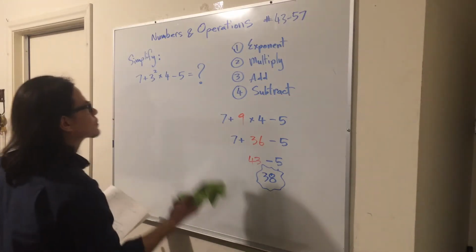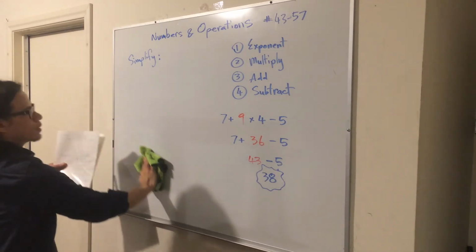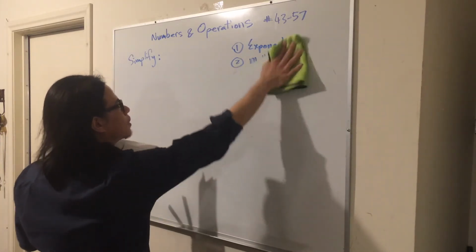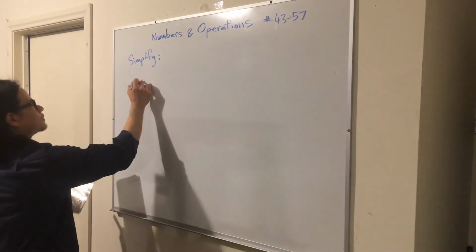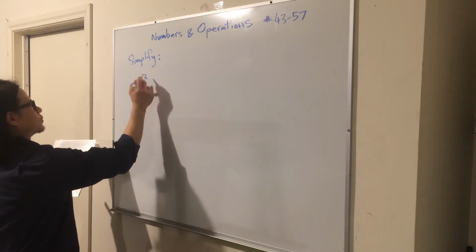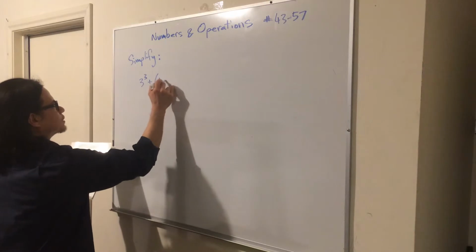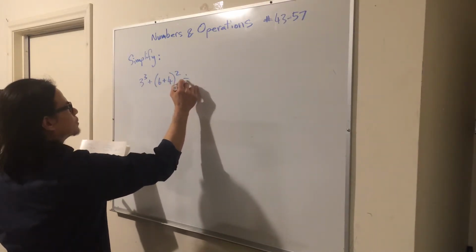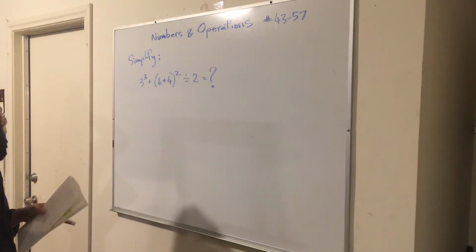Okay. So let's look at another example. Let's throw in parentheses too for this one. Okay, so we've got 3 to the third power plus 6 plus 4 to the second power divided by 2. Okay, take a minute and let that sink in.